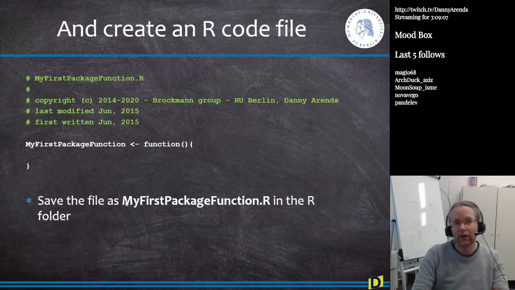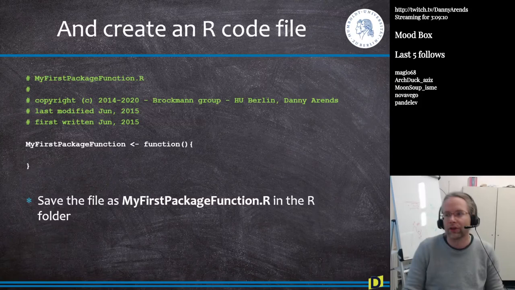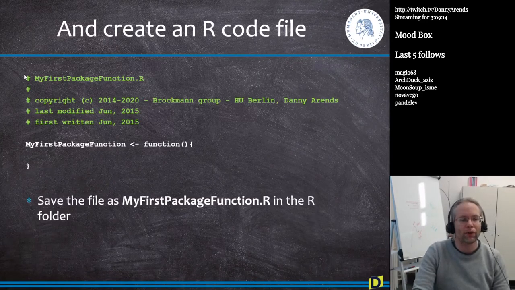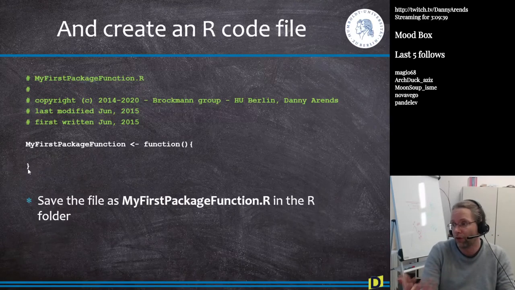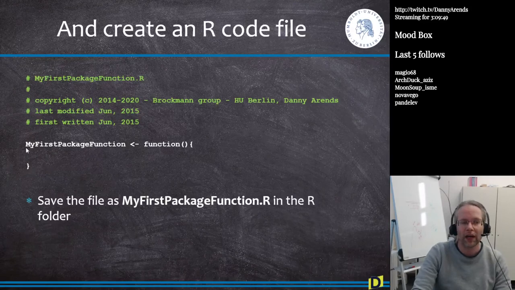And of course, I have to make a code file, right? So I have to provide this function. The way that I do it is I open up a new file, and I say my first package function in comments. And then I say when I wrote it, when it was first written, first modified, always add a header to your files. And then I'm just going to make a function which does nothing. Right, so I'm going to say my first package function, assign to this a function with no parameters, and inside of the function there's nothing. This thing just does nothing. So, but that's the minimal function that I can write. And of course I have to save this file then as my package function.r into the R folder. And I always make sure that the file name is the same as the function name, so just that I can find it back easily.